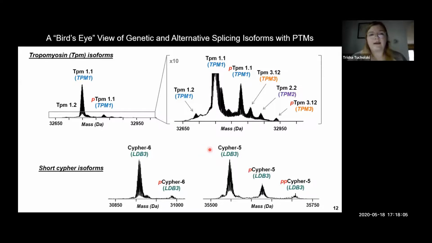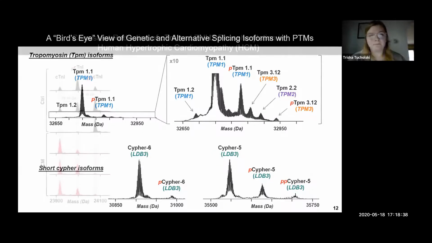And in addition to these genetic isoforms that we're able to see from tropomyosin, we can also see short Cypher isoforms, which are spliced from the same gene, LDB3. So you can see Cypher 6 in its phosphorylated form, and you can also see Cypher 5, phosphorylated Cypher 5, and bisphosphorylated Cypher 5. So you can get a lot of information by using this technique. And if you were to digest these proteins, you might actually lose information about where the signal is coming from and where the phosphorylation is coming from.